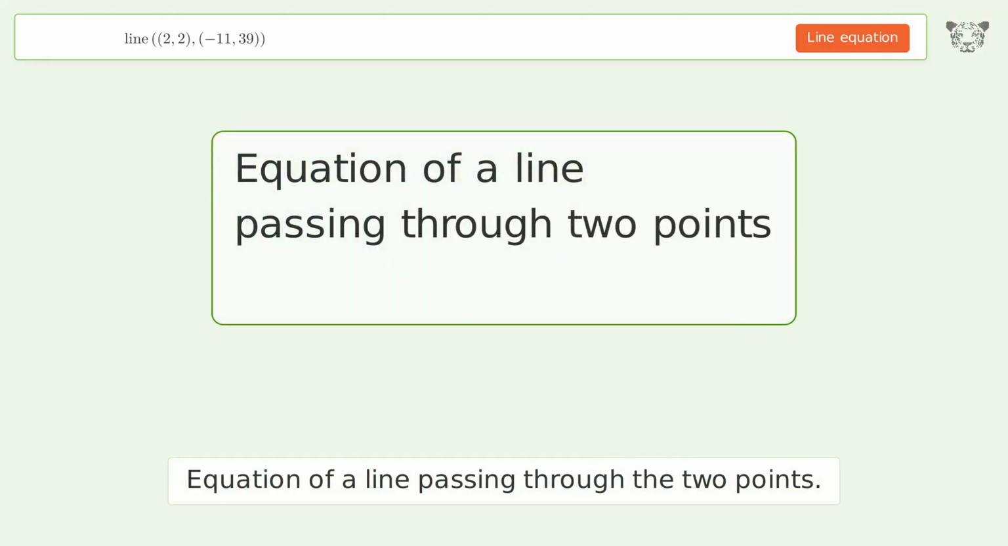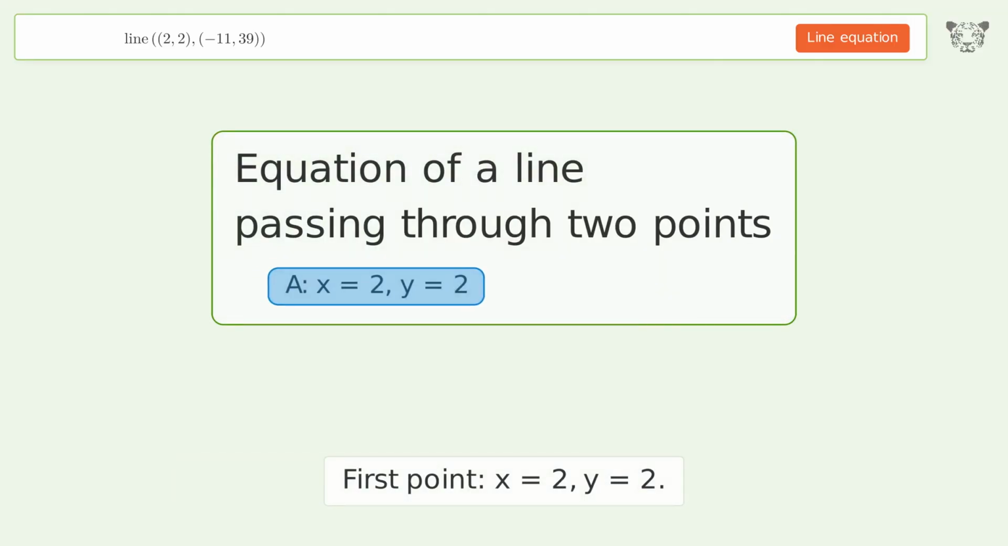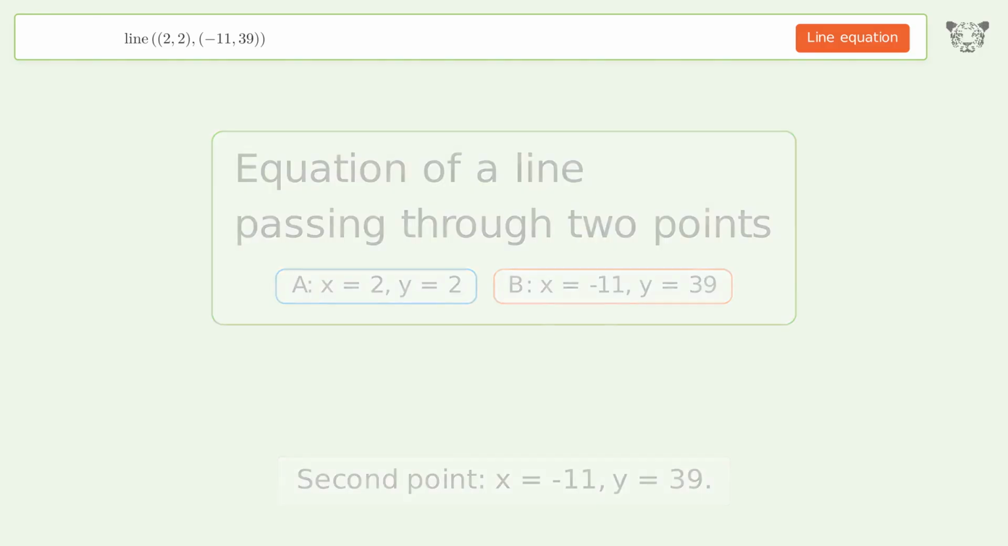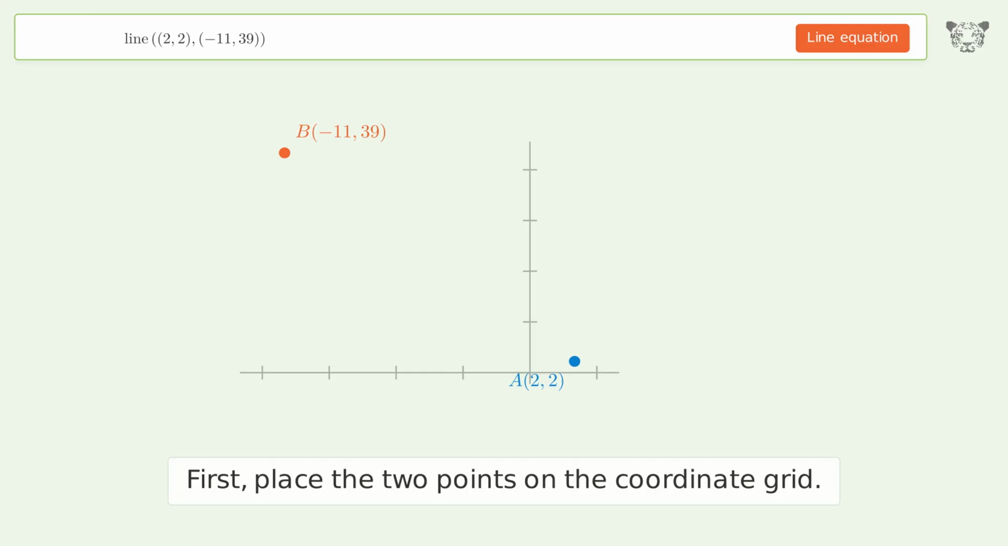Equation of a line passing through 2 points. The first point has x equals 2, and y equals 2. The second point has x equals -11, and y equals 39. First, place the 2 points on the coordinate grid.